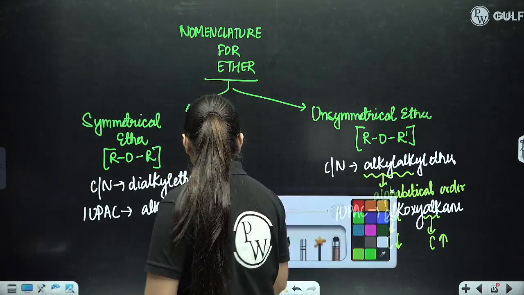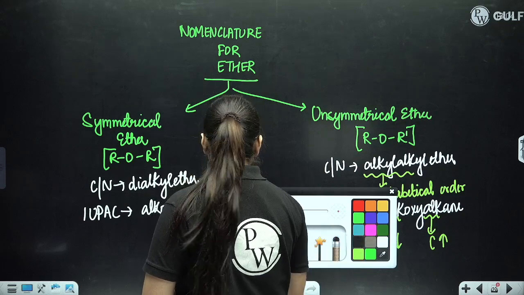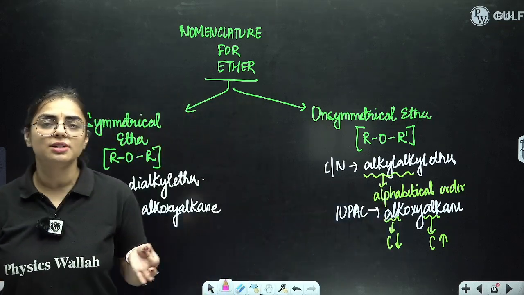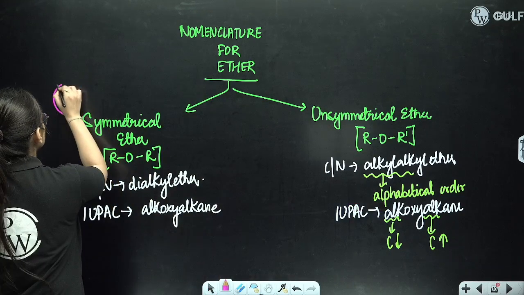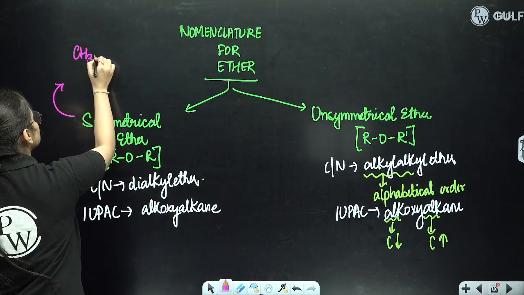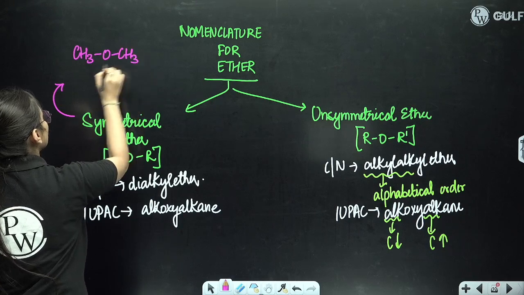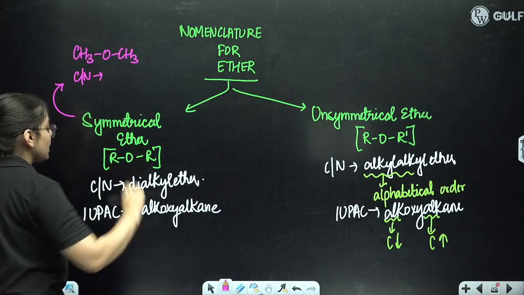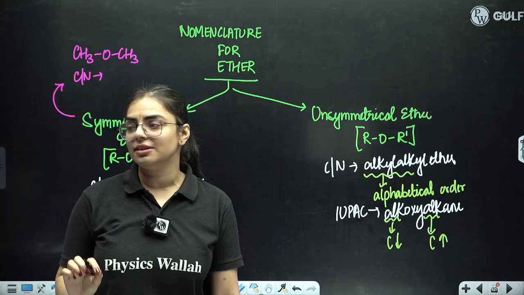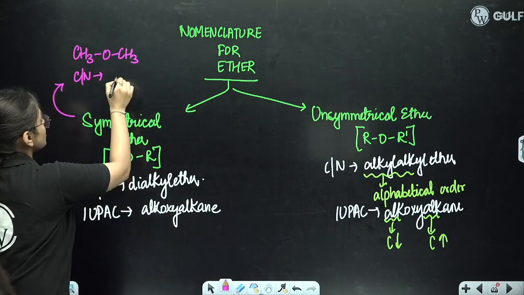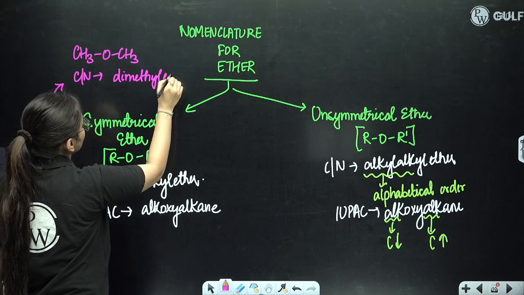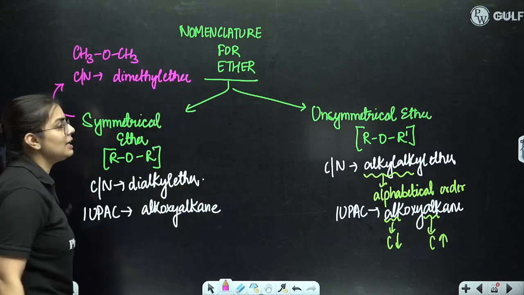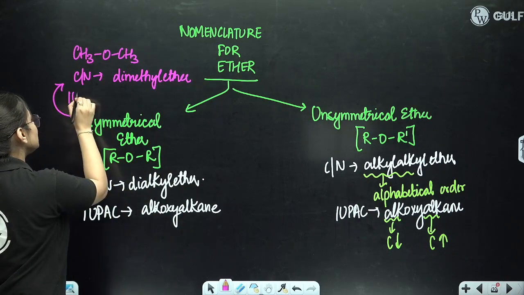Now let's take some examples of it to understand it more clearly. First of all, students, I am talking about the symmetrical ether. In the case of symmetrical ether, let's take a general example of CH3OCH3. What is going to be the common name in this particular case? It is dialkyl ether. So it is di and methyl, so it is dimethyl ether.